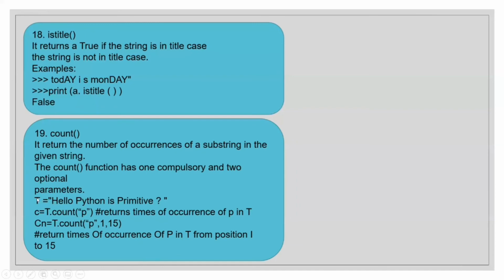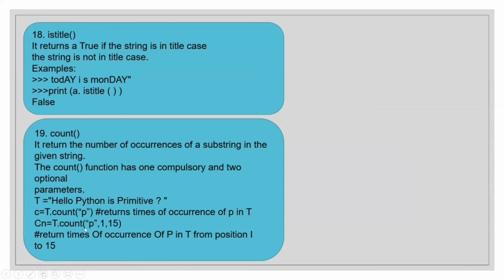But that's optional. Then t is equal to hello Python is primitive, and then we write c is equal to t dot count p. So it's counting the letter p, but there's a catch: it is counting only the small letters. It is not going to count this capital P. It is counting only the small letters. Now here in this string, there's no small p. So the output will be 0.